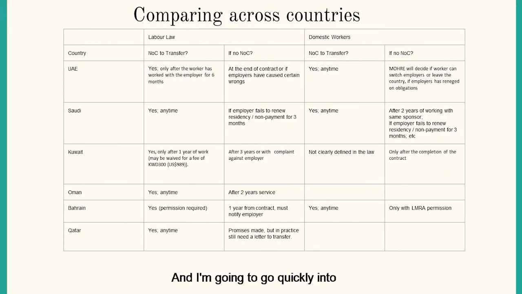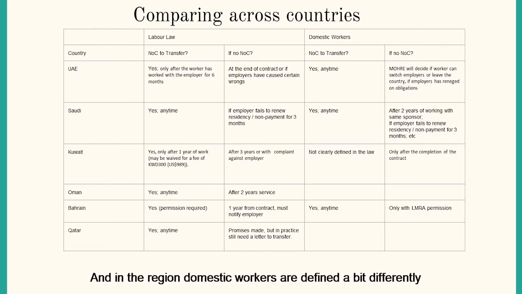And I'm going to go quickly into some of these components of the system and how they differ a bit across each of the countries. So you can see that this is divided between workers who fall under the labor law and domestic workers. And in the region, domestic workers are defined a bit differently depending on the country, but usually it's referring to domestic workers in the household. So that would be like maids, cooks, childcare, drivers, agricultural workers in some cases, etc.